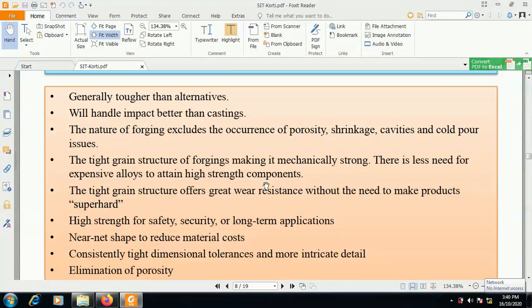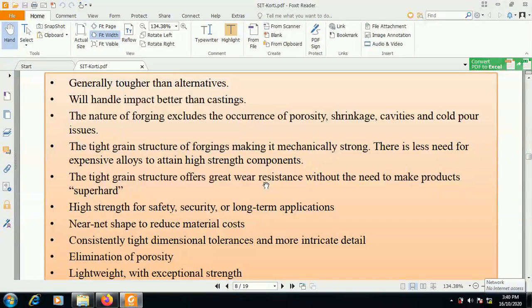The tight grain structure of forging makes it mechanically strong. The grain structure of a forged component is tight as compared to cast and machined parts. In the last lecture also we saw that this grain structure exists in a forged component as compared to casting and machining. That's why the parts are strong.